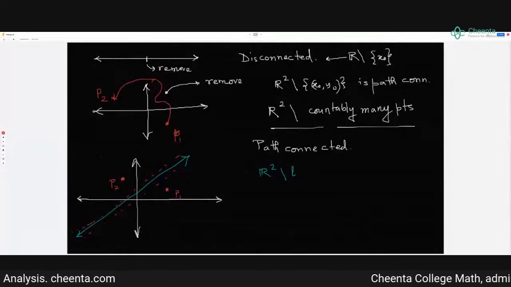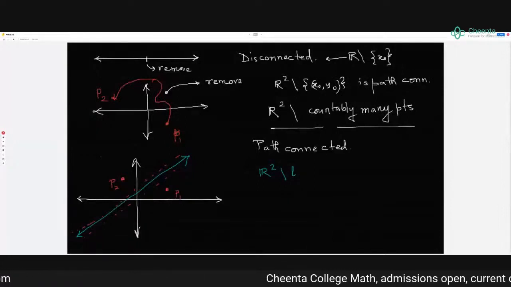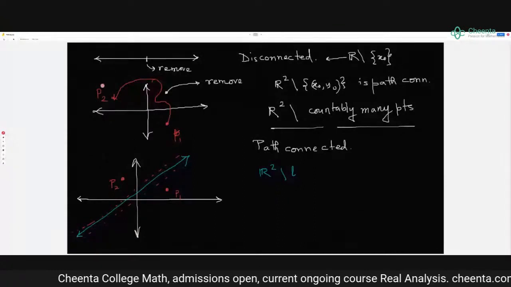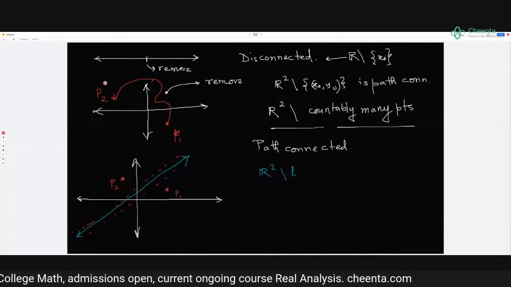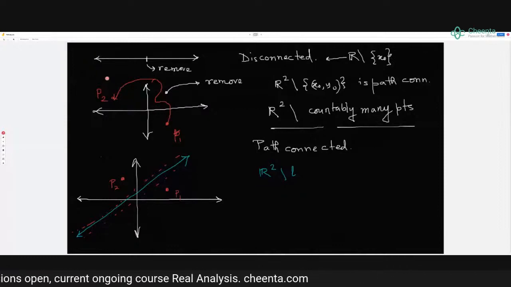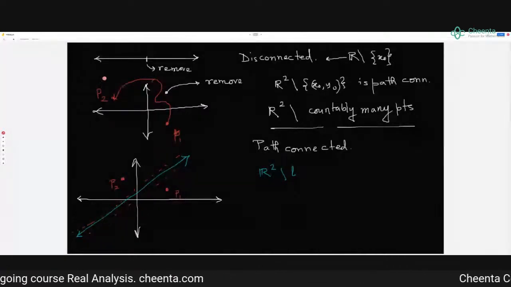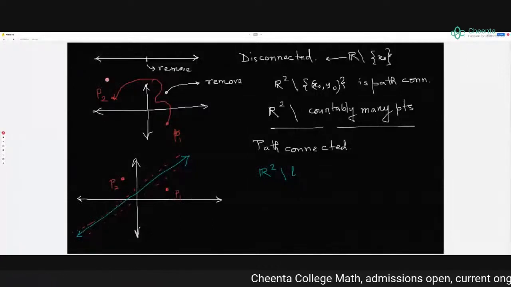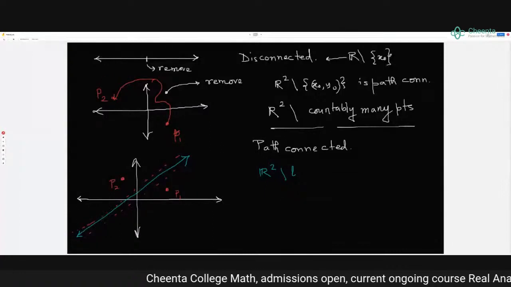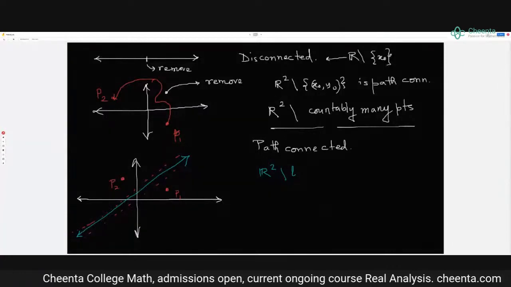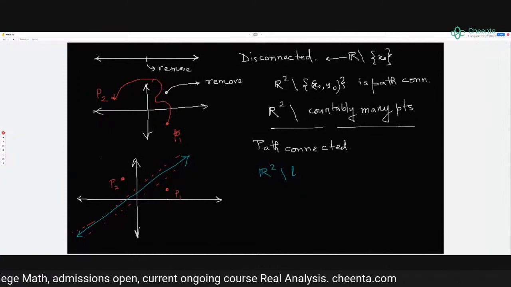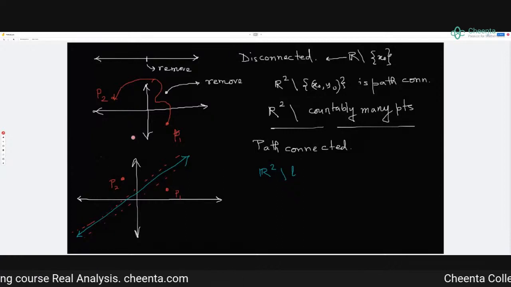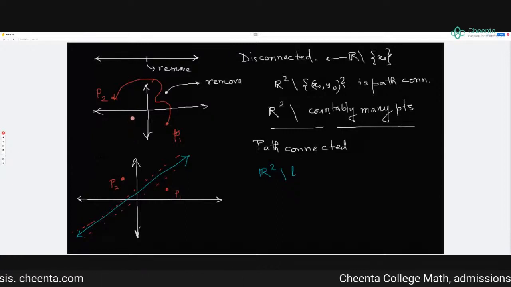So as you can see, there is a pattern here. Whenever I remove a point from R, it becomes disconnected. But removing a point from R2 does not make it disconnected. It is even path connected. But removing a single line or countably many lines from R2 makes it disconnected. So this is the concept that gets generalized in this problem.